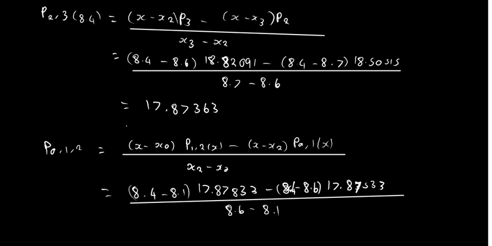So it's going to be 0.3 times 17.87833 minus, then this is going to be negative 0.2 times 17.87533. That is going to be divided by 0.5, which is going to give me, according to my calculator, 17.87713. Okay, we have that.